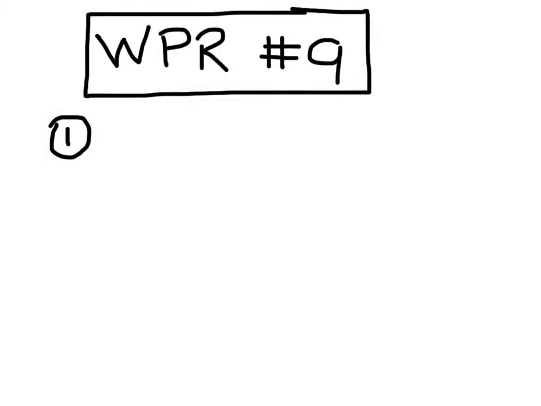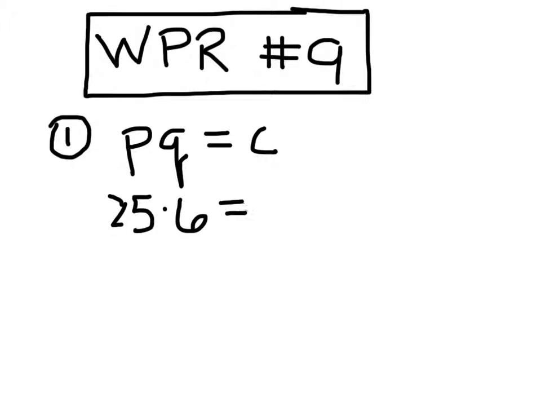WPR number 9. Question 1. P and Q vary inversely. That means that their product remains constant. That's a property of inverse variation. So when P is 25 and Q is 6, their product is 150.